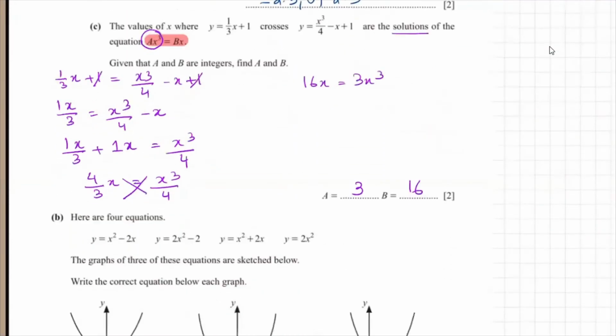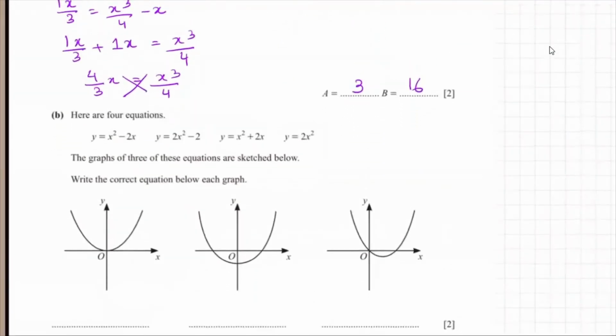Okay, the next question. Here are four equations. The graphs of three of these equations are sketched below. So we have to match each correct equation with the correct graph. The first graph is the easiest graph. You would have done this plenty of times. This is the graph that I'm talking about.